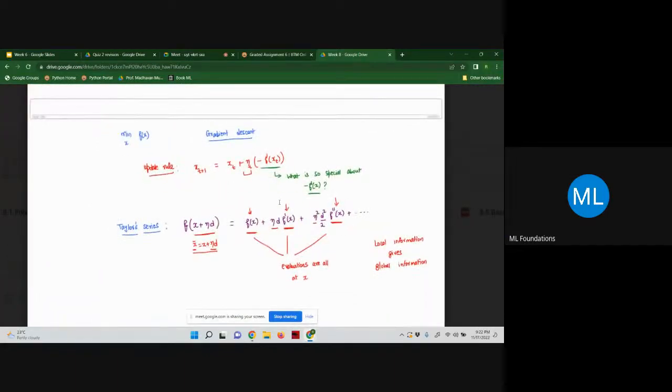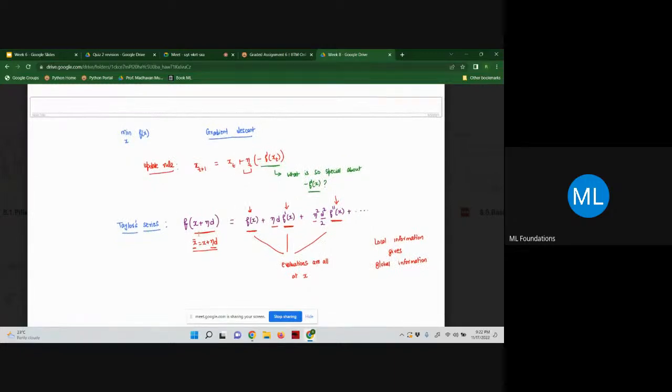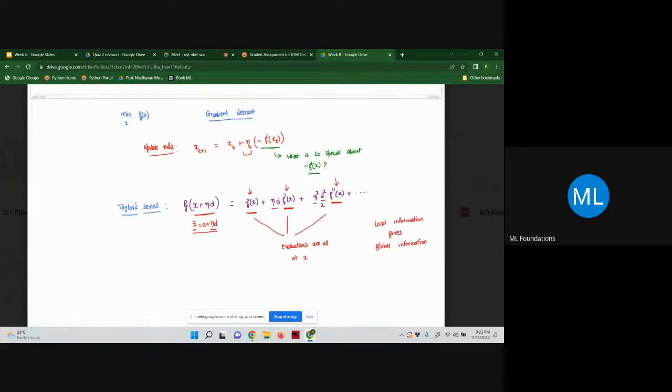Okay, so the thing about the Taylor series is, let's say you have entire information at a particular point, that is, you know f of x, f dash f x, f double dash f x, f triple dash f x, and so on. Using that particular information, that is your entire information at a particular point, you can get the global information, that is, you can find f of x at any point.